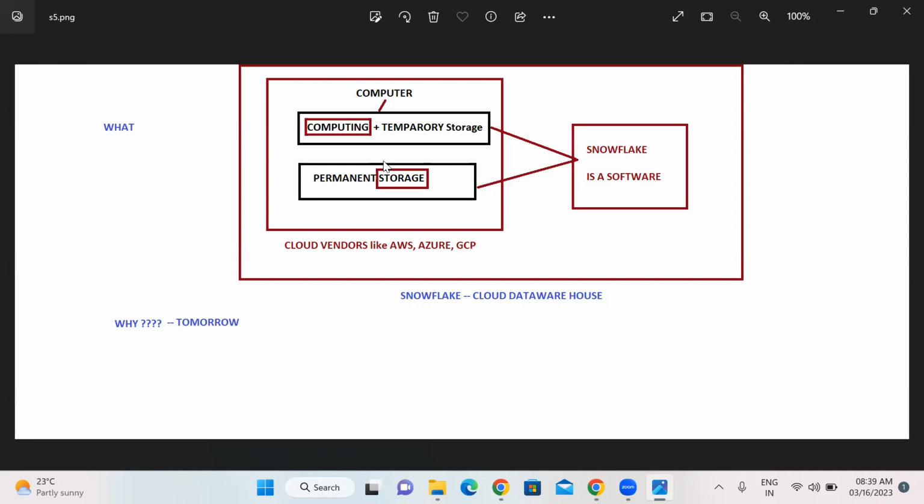Today we are assembling, sir, all the components to build a computer. Yes, but in the olden days we would just say monitor, CPU, RAM, mouse and everything.